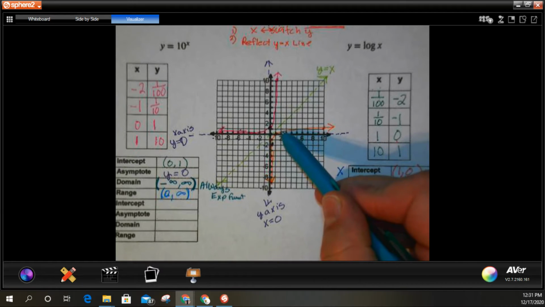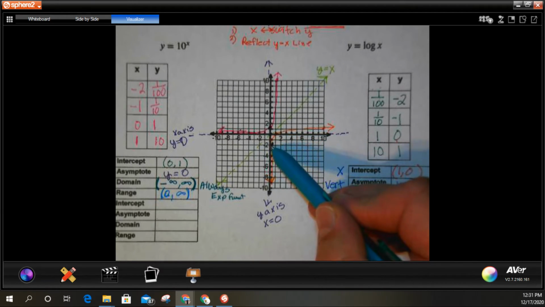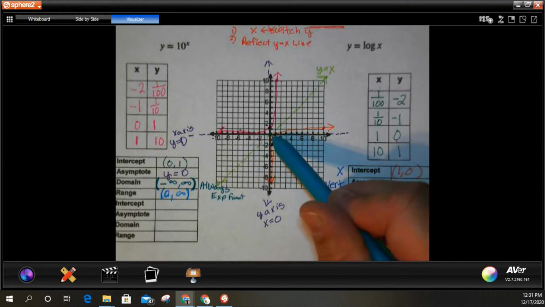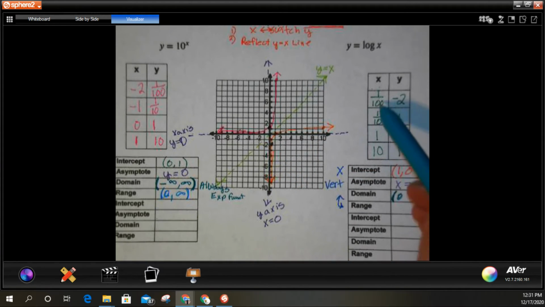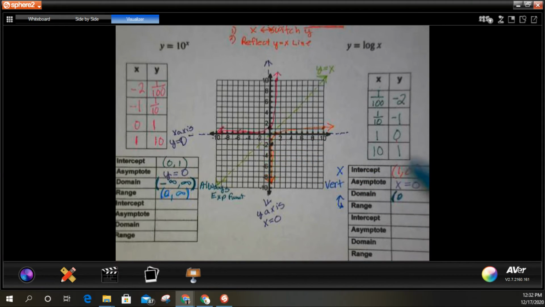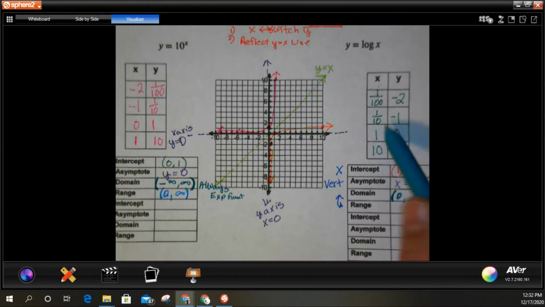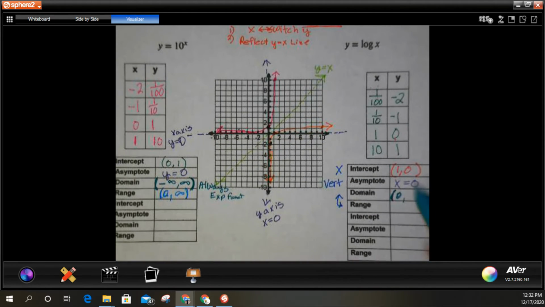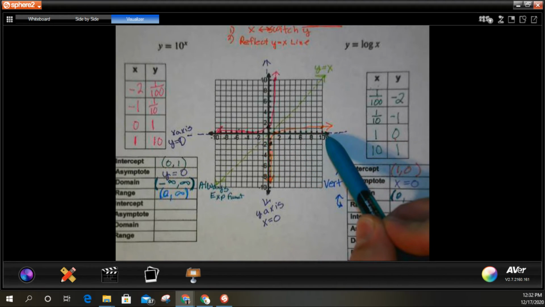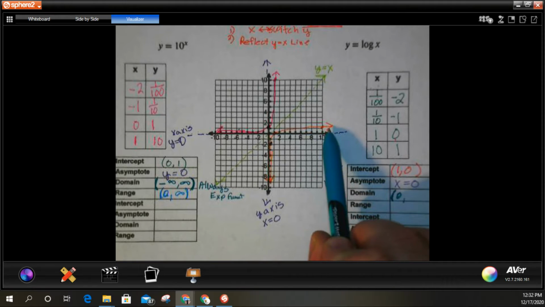Remember, when we get to negative numbers, as that number gets smaller and smaller, it gets really close but never touches 0. Can't go to negative 1. We don't have a negative 1. It's impossible because it would cross that y-axis. And then as my x values get larger, my function goes towards infinity.